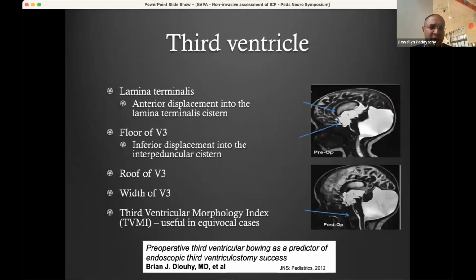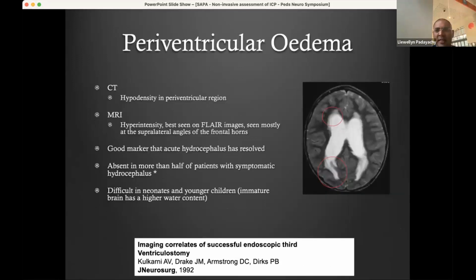The third ventricle I've mentioned, in interest of time, I'm just going to move on a little bit. Periventricular edema, when it's present, again, I'll make the point that resolution of periventricular edema or lucency is something we look at quite a bit, particularly in patients that we shunt. Unfortunately, it's absent in more than half of patients with symptomatic hydrocephalus. So where it's present, it's useful, but it's not present that often. And in neonates and younger children, the immature brain has a high water content, so it's quite unreliable in little kids.